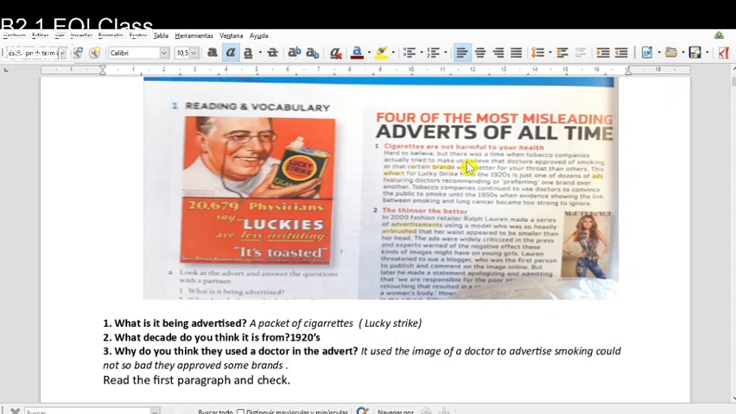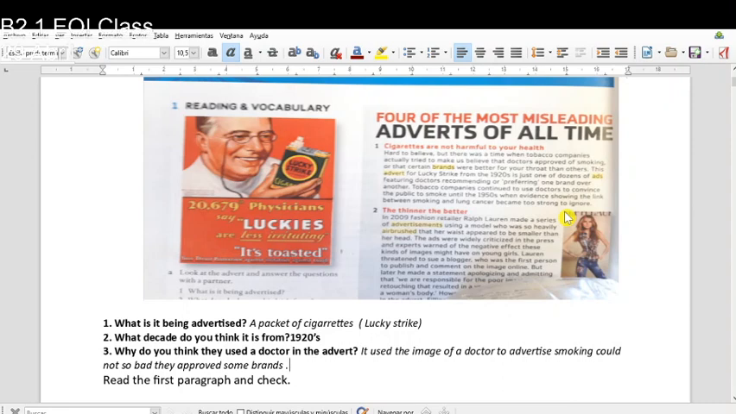Hard to believe, but there was a time when tobacco companies actually tried to make us believe that doctors approved of smoking, or that certain brands were better for your throat than others. This advert for Lucky Strike from the 1920s is just one of dozens of ads featuring doctors recommending or preferring one brand over another. Tobacco companies continued to use doctors to convince the public to smoke until the 1950s, when evidence showing the link between smoking and lung cancer became too strong to ignore.